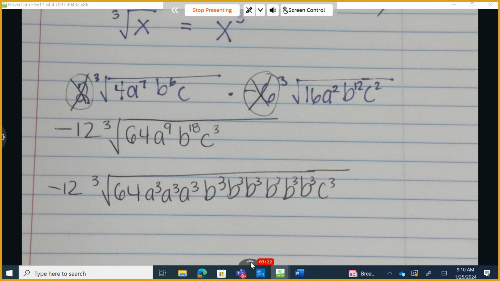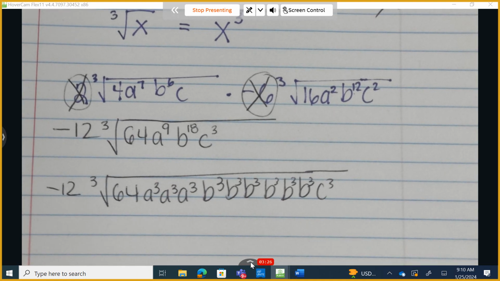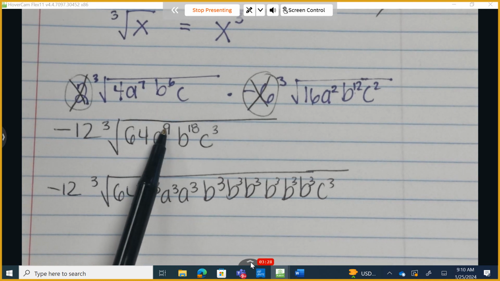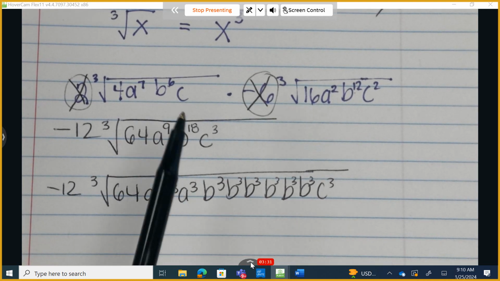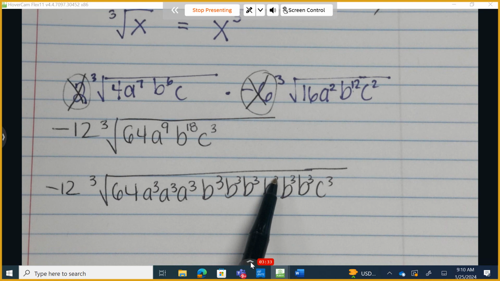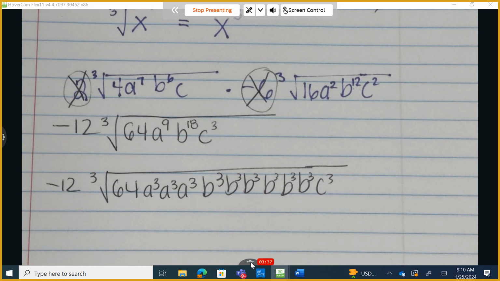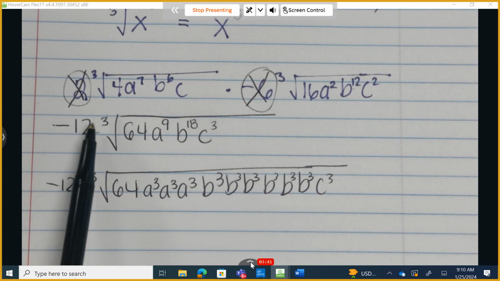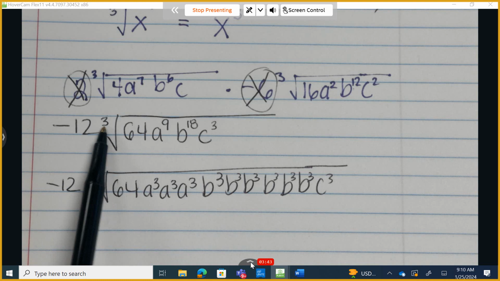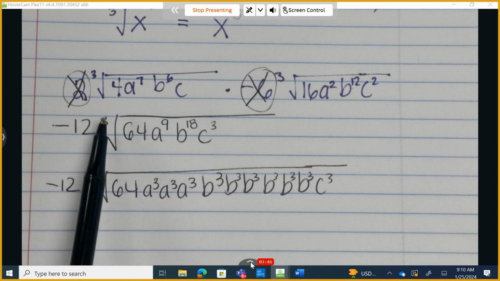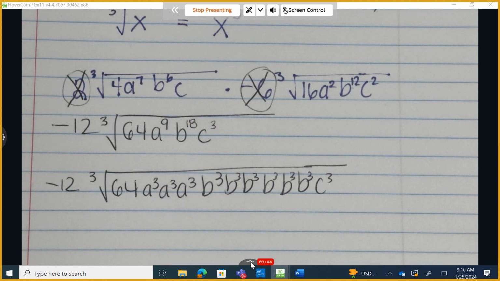These 2 expressions are equivalent. And you're like, well, what is all this garbage? All I did is I expanded it. So I took this 9. There's 3, 6, 9. I took this 18. 3, 6, 9, 12, 15, 18. And there's a 3. I expanded it into groups of 3. And I was lucky because 9 is a multiple of 3, 3 times. 18 is a multiple of 3, 6 times, and 3 is a multiple of 3 once.